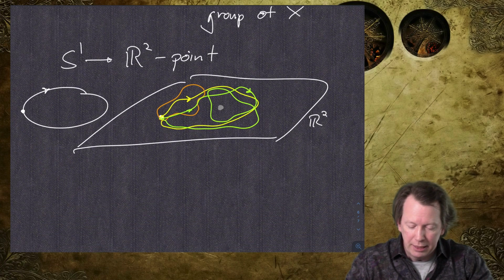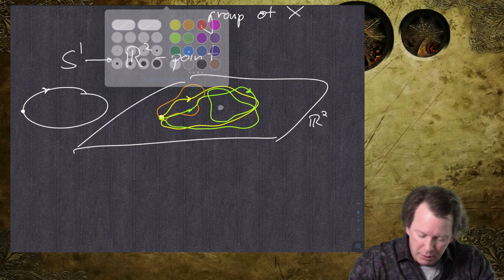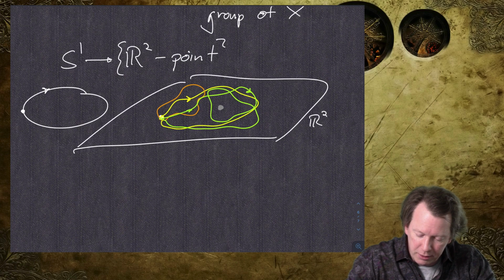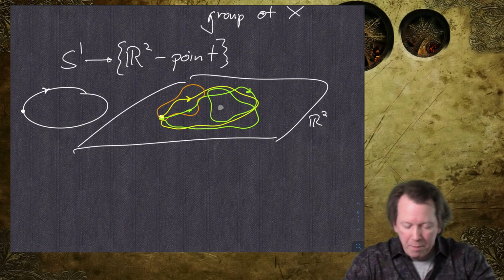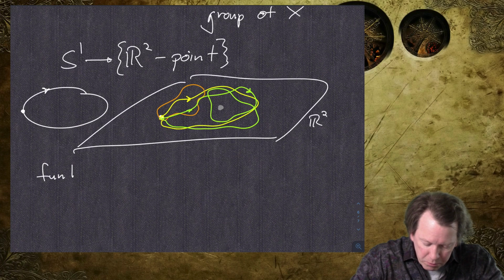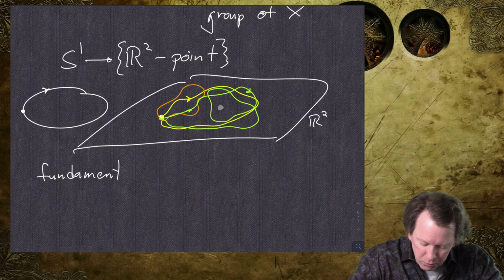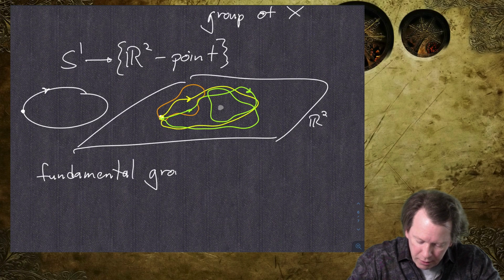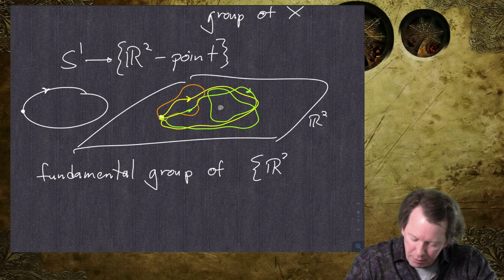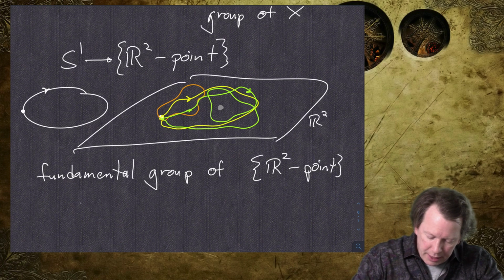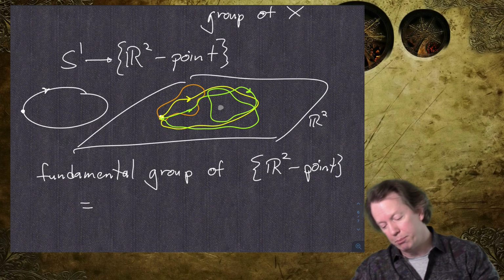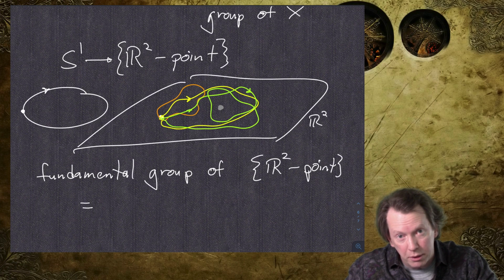What this means is, let me put braces around here so you know that this is the space I'm mapping it to. The fundamental group of the plane minus a point is characterized by something we call the winding number of the map.